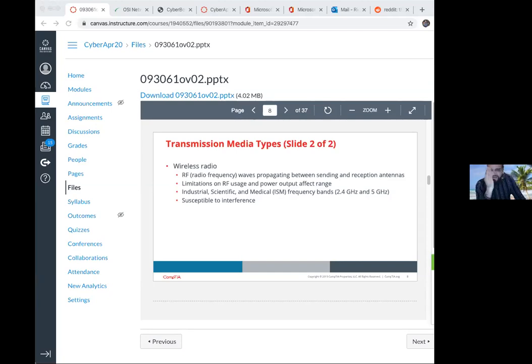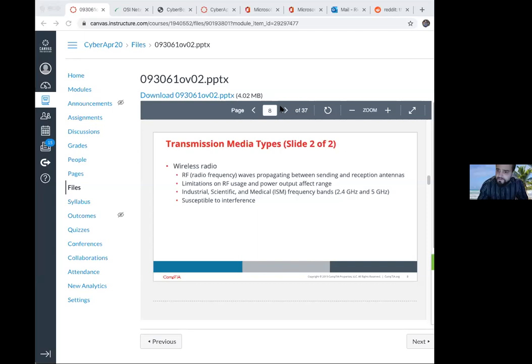A lot of times they'll start selling spectrum. I think Clearwire or somebody had a whole bunch of spectrum they auctioned off, and a lot of what spectrum is available has to do with the upcoming emergence of 5G. And then this is going to be susceptible to interference. Why? Because it's radio waves.